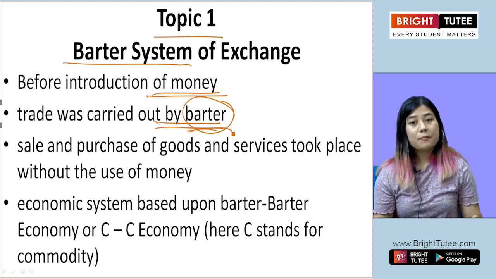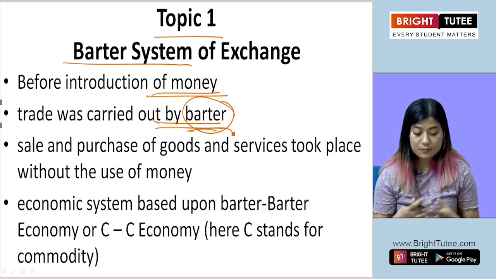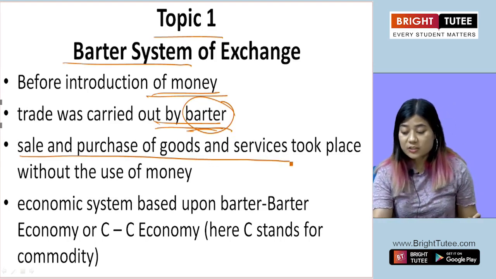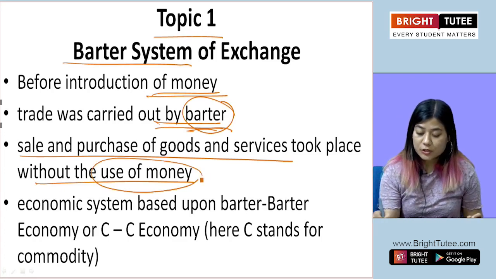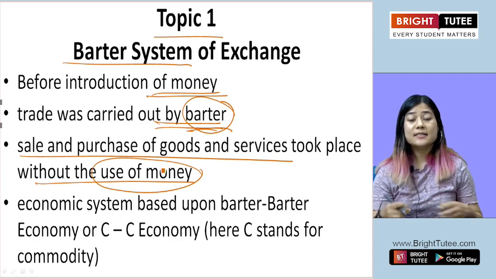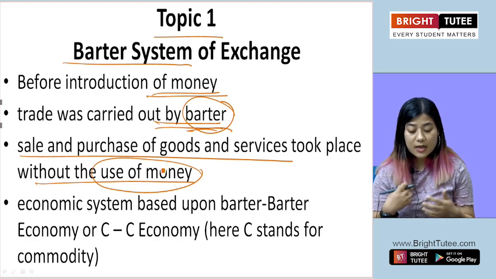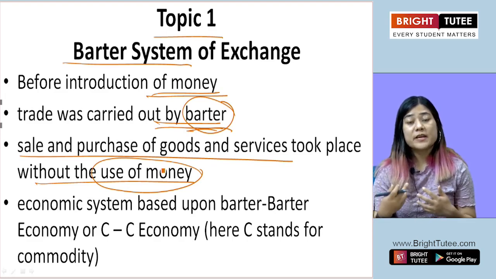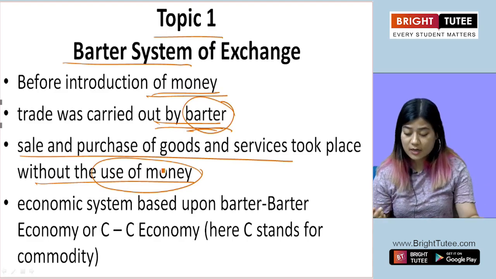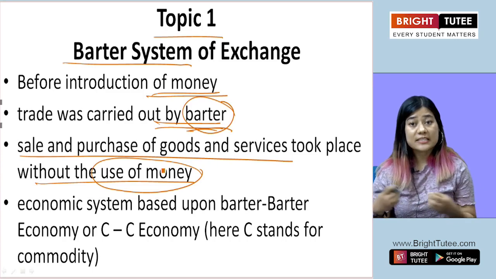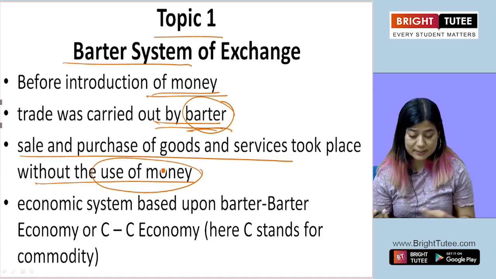Now, what is barter? Barter is an exchange or a system where sale and purchase of goods and services took place without the use of money. So there was no use of money. Whatever you wanted to get, you had to exchange it in certain ways, because money was not introduced then. So how did the barter system take place during that time?